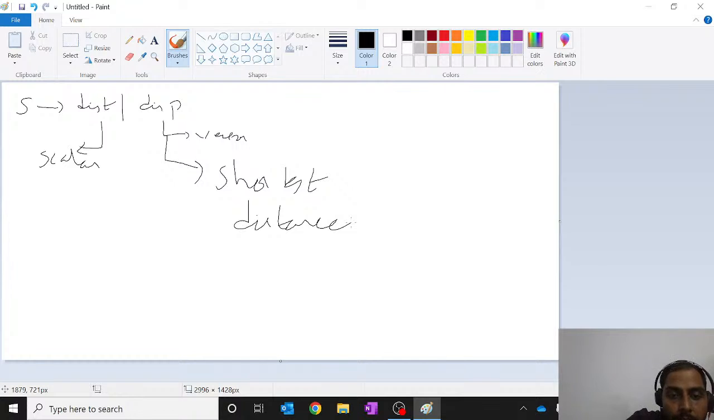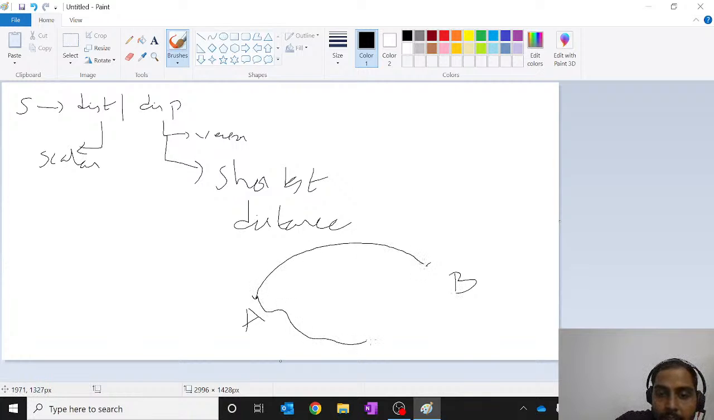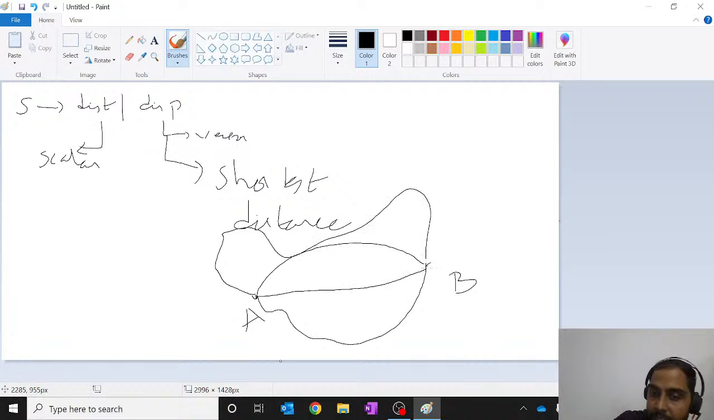For example, let's say I have a point A and I have a point B here. There are multiple ways I can travel from A to B. I can directly travel like this, I can travel like this, I can go like this, I can come directly straight from A to B, or else I can go like this. Whichever path you take, there are n number of ways to reach B.